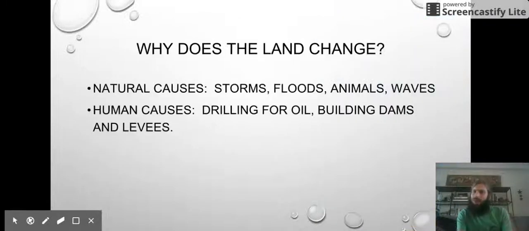Now, first we have this big question to answer. Why does the land change? And there are different causes. Some are natural and some are human caused. Natural causes for the land changing might be storms, floods, animals, and waves. Human causes might be drilling for oil, building dams, and building levees. All of these cause the land to change. Some of them come from nature, some of them come from humans. So let's take a look.